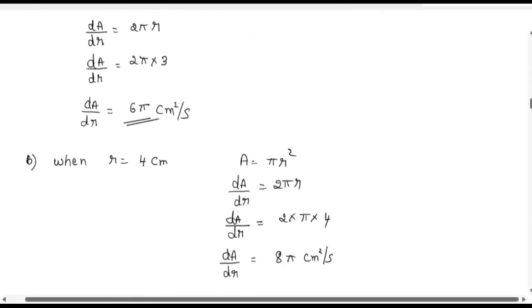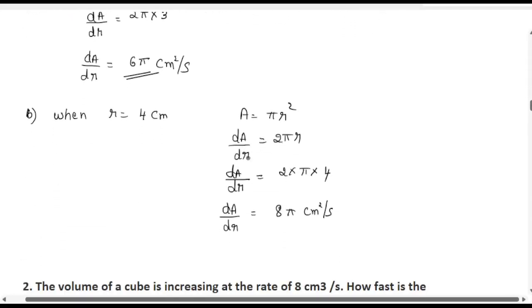So when r equal to 4 centimeters, we get dA by dr equal to 2 into pi into 4. That is dA by dr equal to 8 pi centimeter square per second.